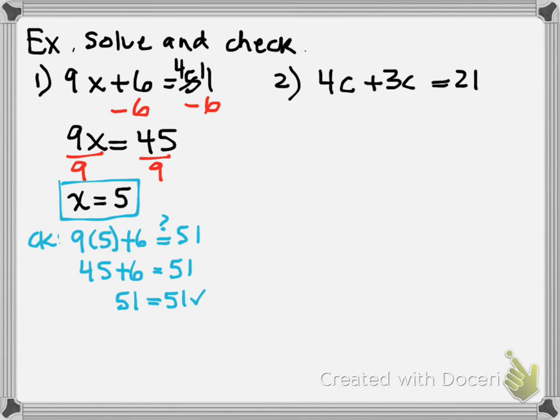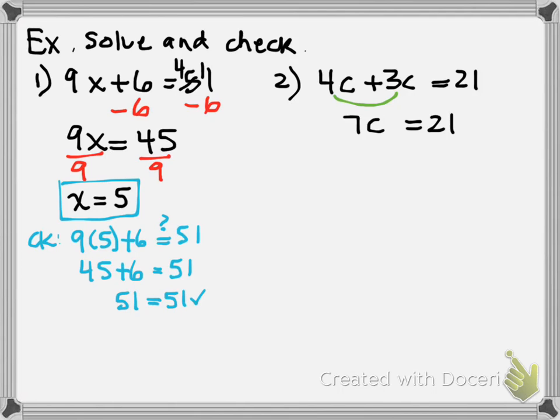What do you notice we need to do in number 2? Parentheses? Do you have any like terms? Ooh, I do. Both of these are like terms because they have the same variable with the same exponent. Guys, we're doing this. So 4c plus 3c, I do exactly the math it tells me. It gives me a total of 7c equals 21. And if you notice at this point, I'm down to a one step.